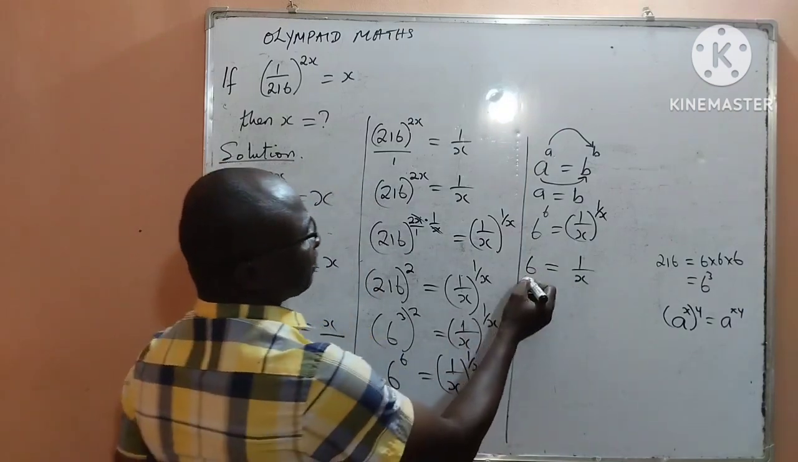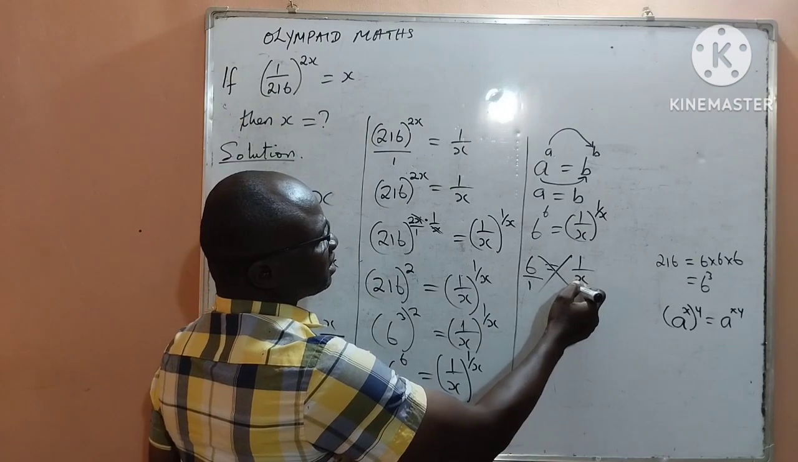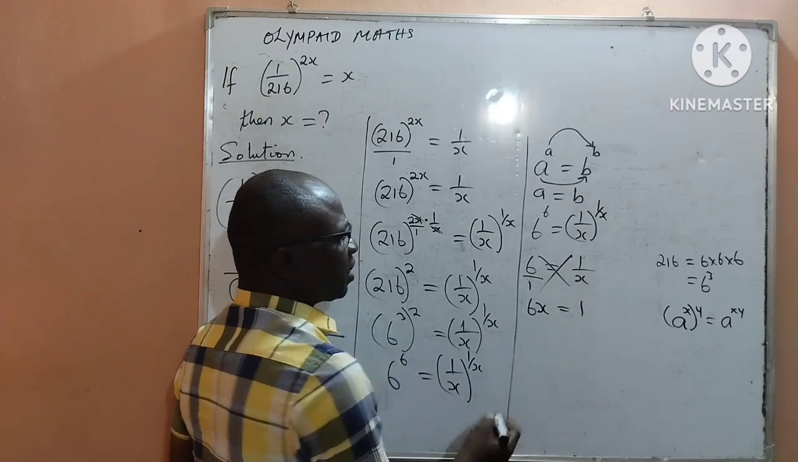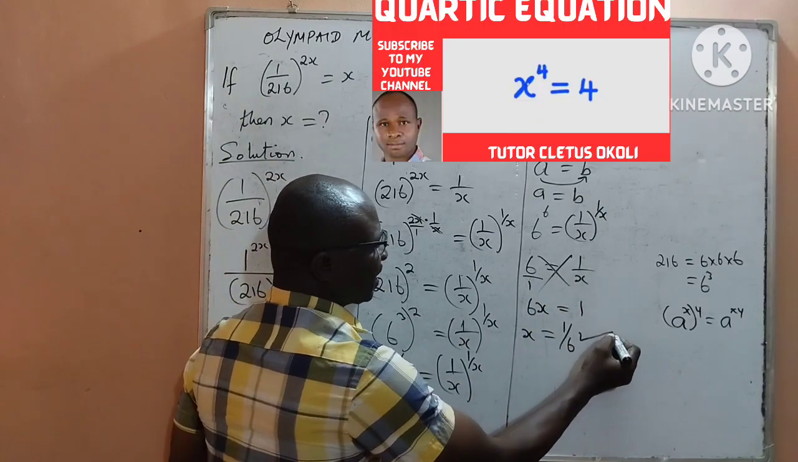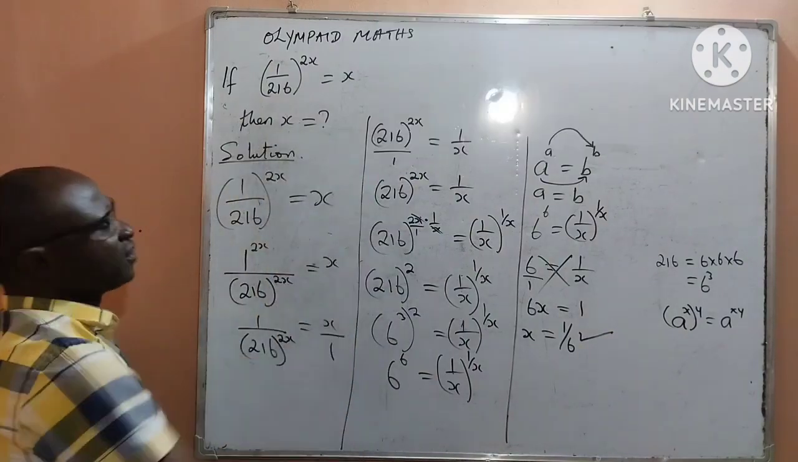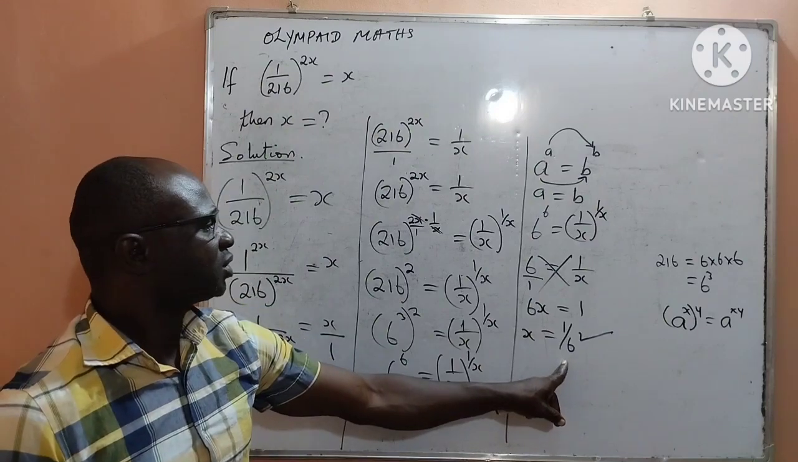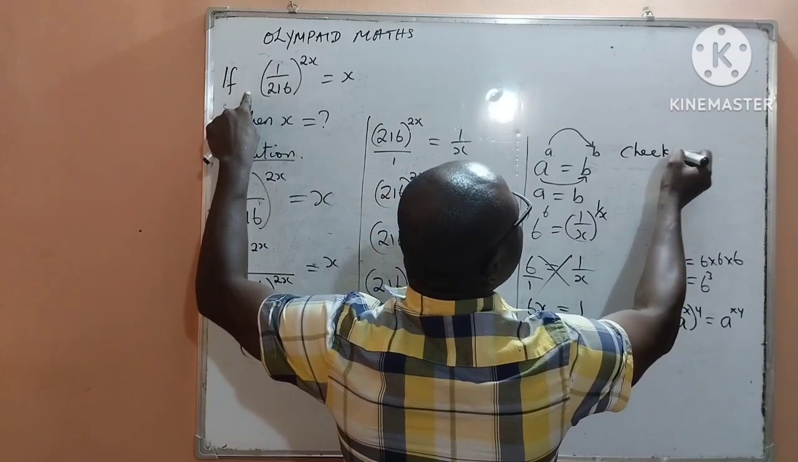At this point, I can cross multiply to have 6 multiplied by x, which is 6x, equal to 1 multiplied by 1, which is 1. Therefore, x is equal to 1 over 6. Final answer. Remember, we are asked to find the value of x, and this is the value of x, 1 over 6. As a quick one, let us check the result.